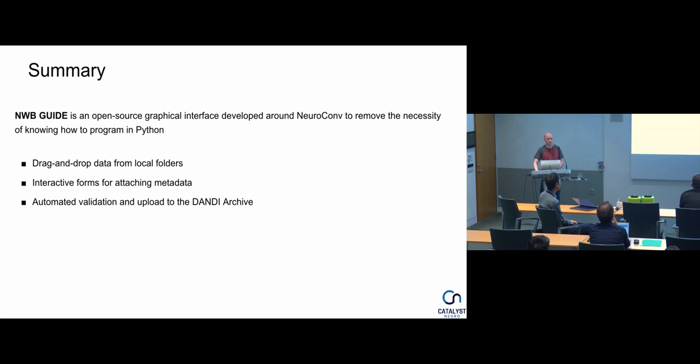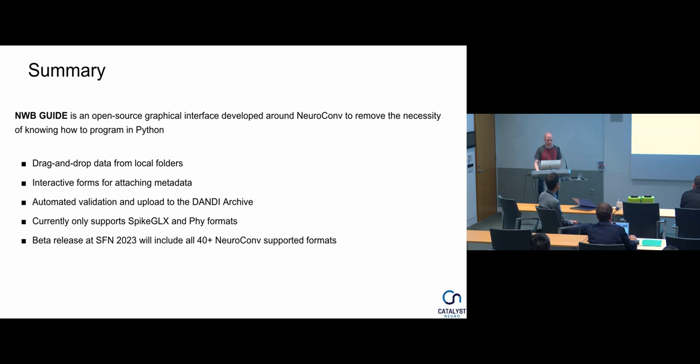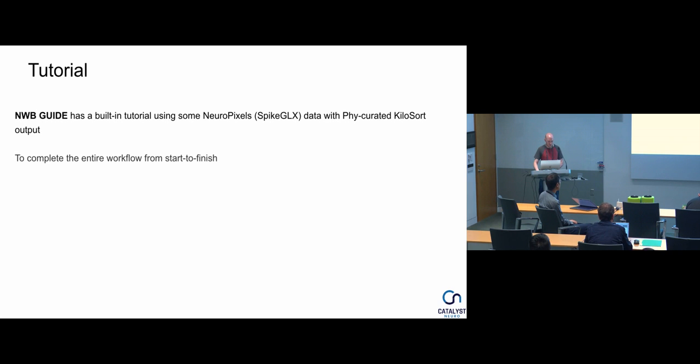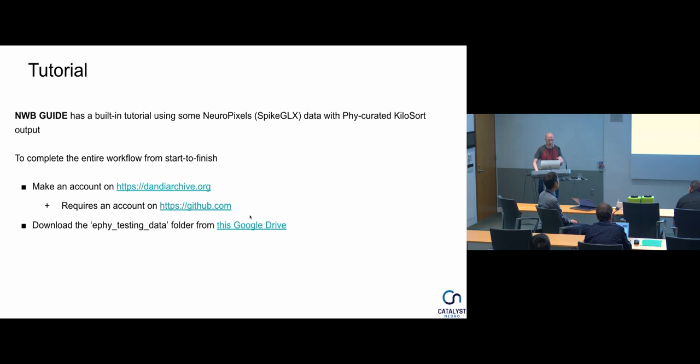Once you have your NWB files, just tell us where you want it to go on DANDI, press the button, and off it'll go. The caveat is that currently it only supports SpikeGLX and Phy. The beta release upcoming at SfN 2023 will include all 40-plus formats. We're in the process of unlocking those as we speak. The guide comes with a built-in tutorial, again, with SpikeGLX and Phy. If you don't have your own SpikeGLX and Phy data, I actually have a small snippet of testing data that you can download easily from a Google Drive to test it out yourself.